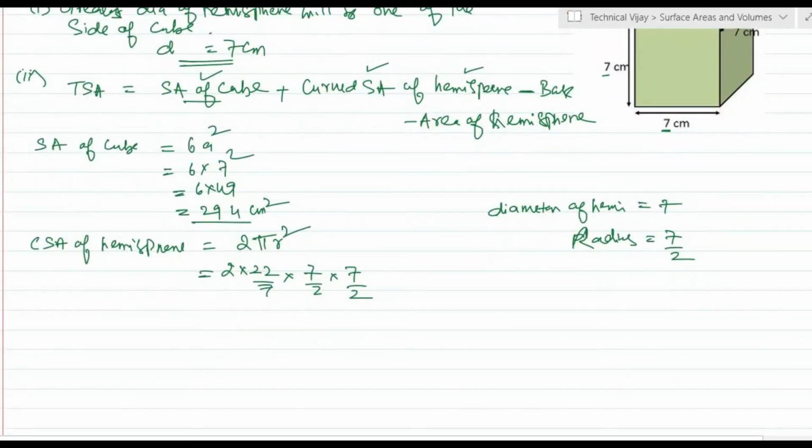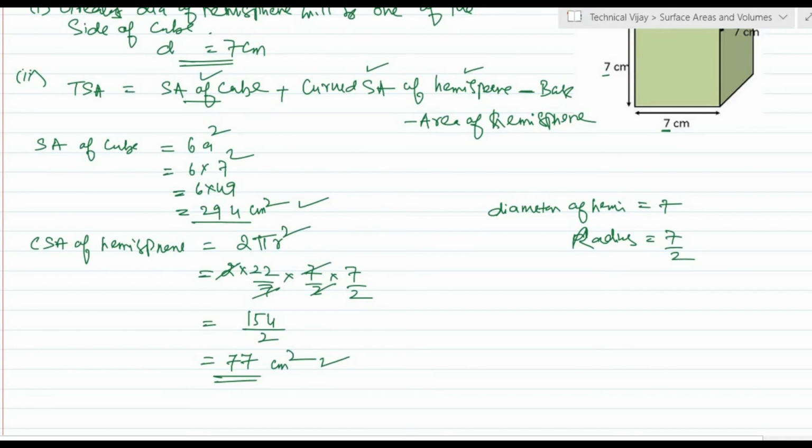Here 7 cancels, 2 cancels. So 7 twos are 14, 154 divided by 2. Which is equal to 77 square centimeter. So the first one is 294, and the second one is 77.